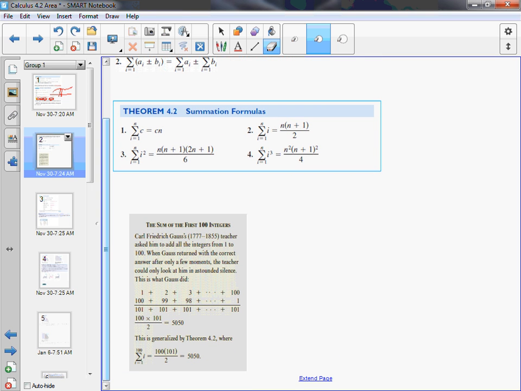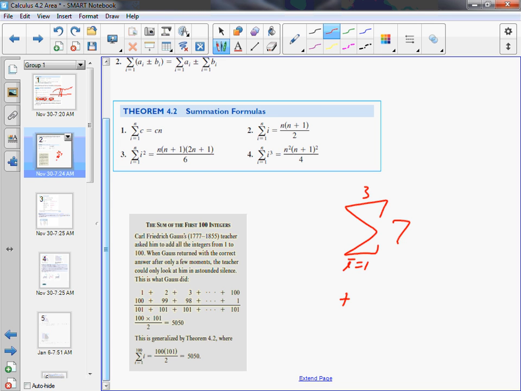If you have the sum from i equals 1 to n of a constant, the sum is simply that constant times n. Think about it. If you've got the sum from i equals 1 to 3 of 7, wouldn't that just be, when i equals 1, there's no i to change, it's 7. When i equals 2, the term is 7. When i equals 3, the term is 7. So wouldn't it be easier to just multiply your constant times your n to get the answer? Okay?